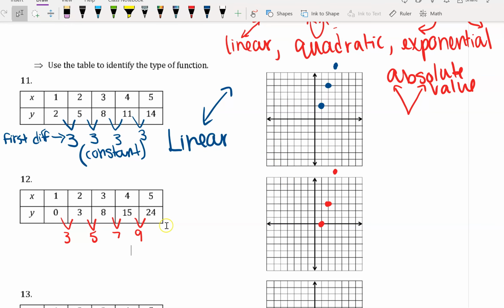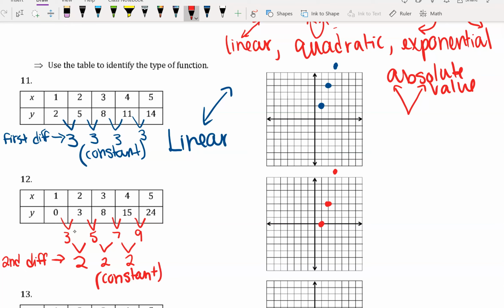And then I notice a pattern when I look at these. Those are each going up by 2. So the first difference isn't constant. Those aren't the same numbers. But if I take a second difference, that goes up by 2, that goes up by 2, and that goes up by 2. If the second difference is constant, meaning the same, then we know it is quadratic.